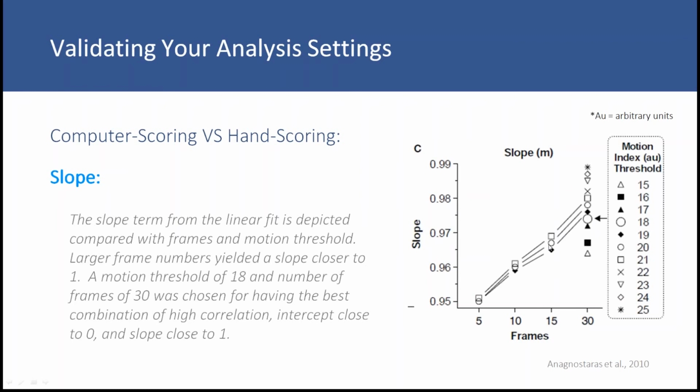And that should be the goal of any automated system. Whatever the parameters that you can vary are, you'd want to examine a series of parameters and find those parameters that most closely match the way the trained observers would score the behavior.